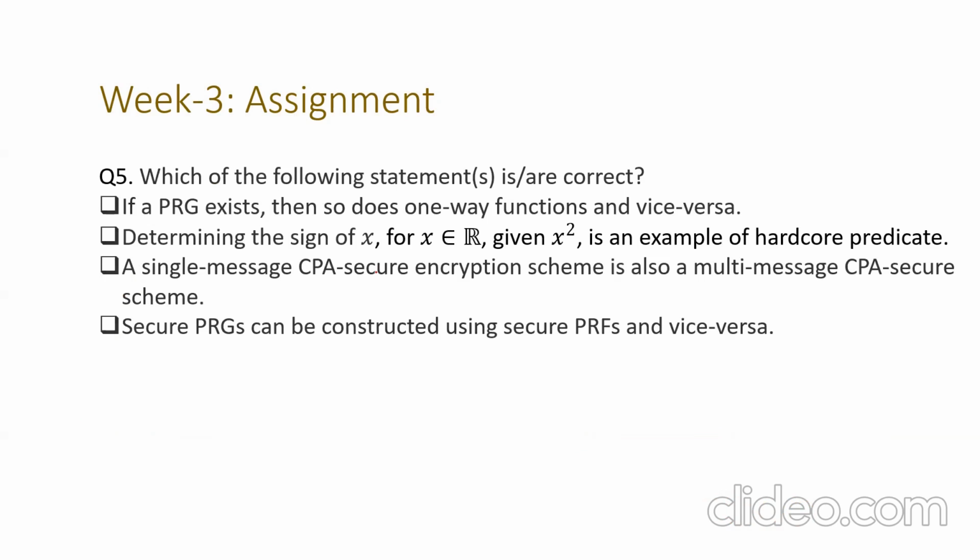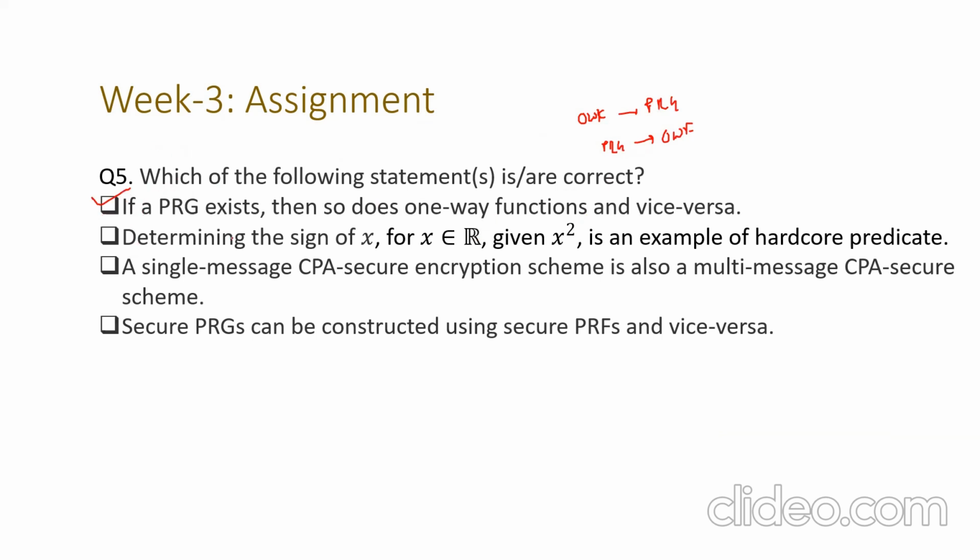Coming to the last question for the week 3 assignment. Which of the following statements is or are correct? If a PRG exists, then so do one-way functions and vice versa. This is true because in the lecture we already saw how you can construct a PRG from a one-way function, and given a PRG, how you can construct a one-way function. The examples for how you can do that are already discussed in the lecture.